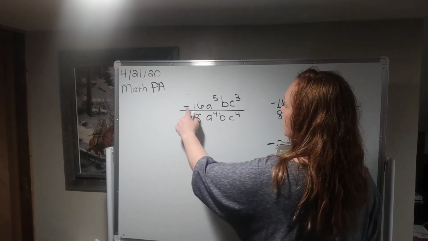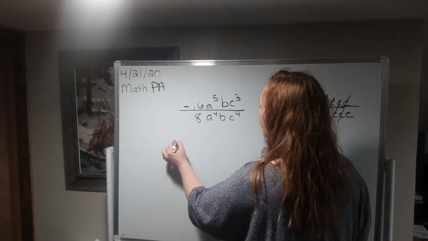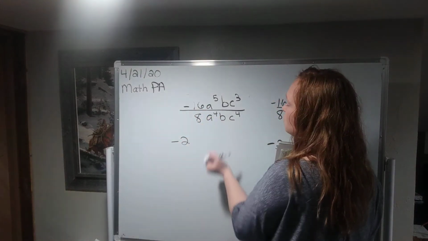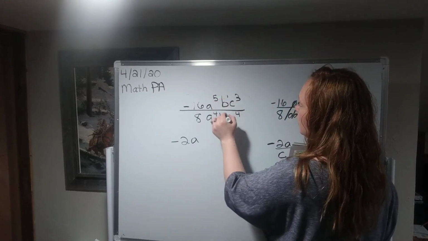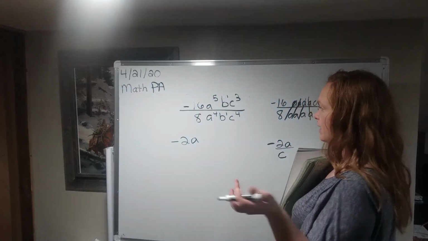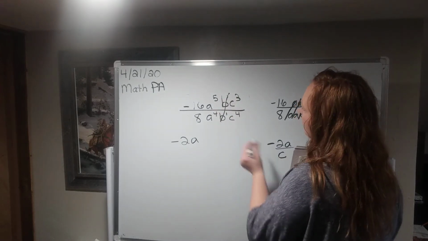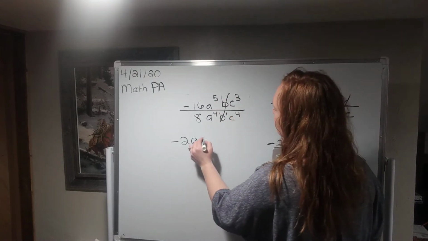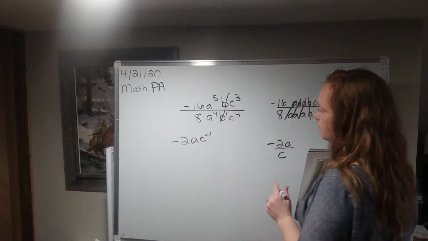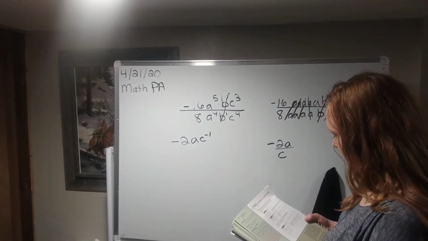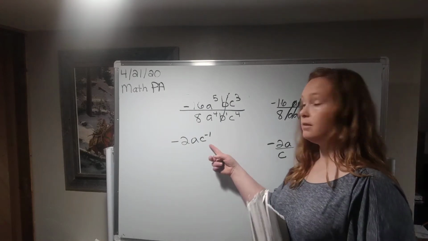Well, I would have seen negative 16 divided by 8 is negative 2. 5 minus 4 is 1, so I have an A. My B's, 1 minus 1 is 0, so I can cancel that one out. And then 3 minus 4 is negative 1. C to the negative 1. Okay, so this is actually what I would have gotten.